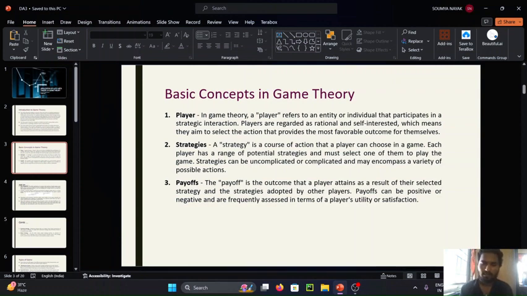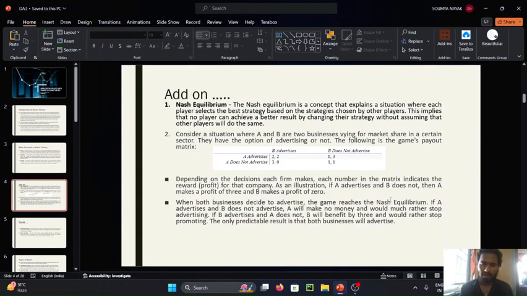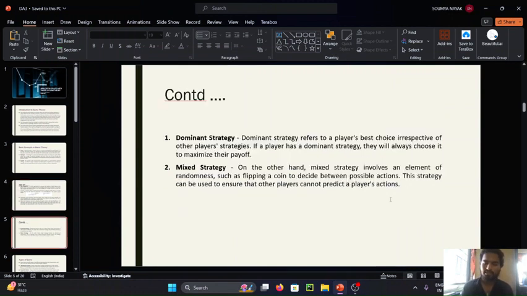Payoffs can be positive, negative, and are frequently assessed in terms of players' utility and satisfaction. So now, apart from the three major components of game theory, we can categorize it into some derived categories such as Nash equilibrium, dominant strategy, and mixed strategy.